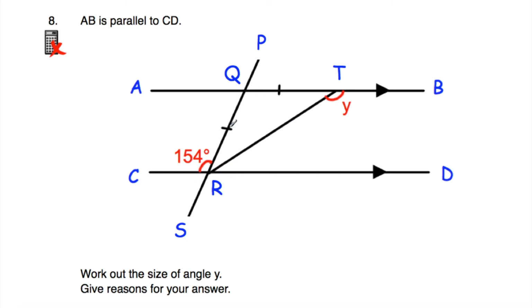First of all, we want to find the size of this angle. There may be more than one approach to this question, but I'm just going to use one approach here. Here we've got angle CRQ, and that angle is 154 degrees. I notice we have alternate angles, so this angle here, angle RQT, would also be equal to 154 degrees. That's the first thing I'm going to do: work out the size of that angle. Actually, let's write down that reason.